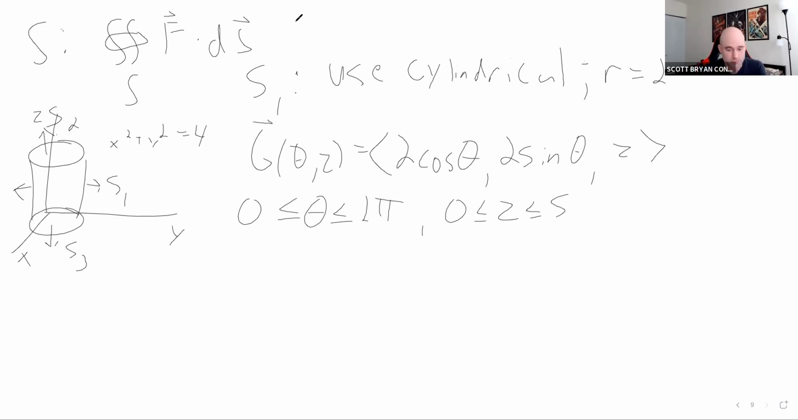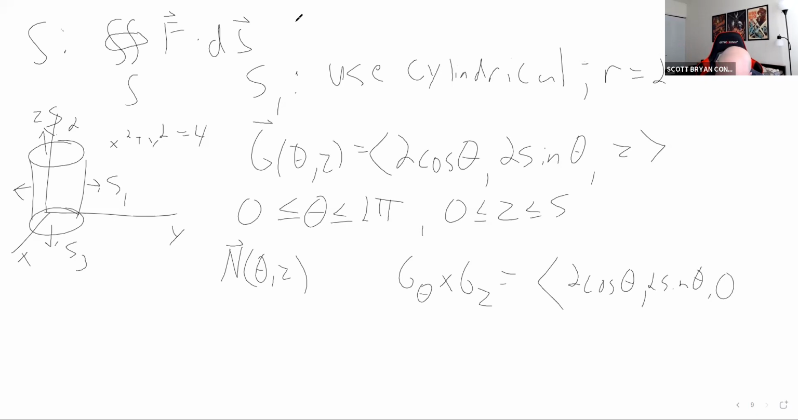Okay, and so this is a slightly tricky bit. We're integrating a vector field, so we need either g theta cross gz or gz cross g theta, well, plus or minus g theta cross gz. We have to figure out which one. So let's do g theta cross gz. I'm basically just going to tell you what it is, and then we're going to see if that gives us the right orientation. If not, we need to do the negative of that. So g theta cross gz is going to be 2 cos theta, 2 sine theta, 0.